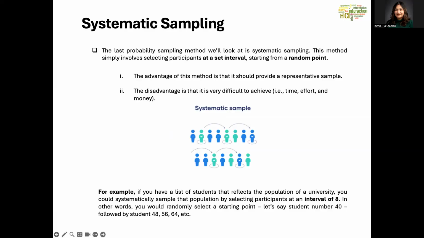Systematic sampling means we select participants at a set interval starting from a random point. The advantage is that it can yield a representative sample. The downside is it can be difficult and resource intensive. For example, from a university list, start at a random student, say ID number 40, and then take every eighth student starting from 40, like 48th, 56th, 64th, etc.